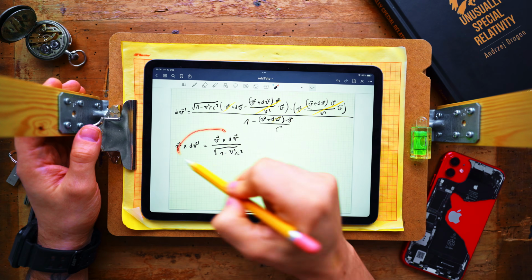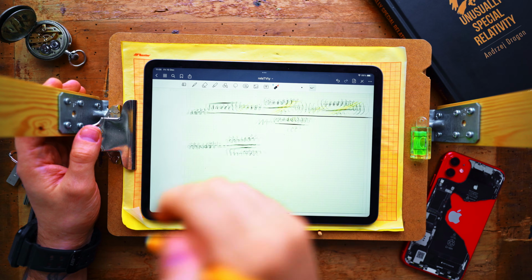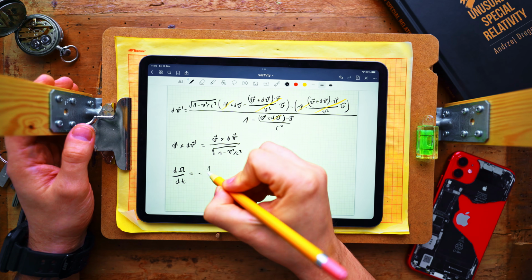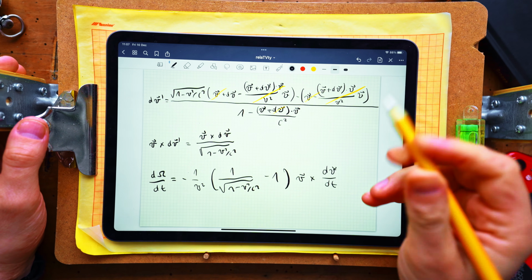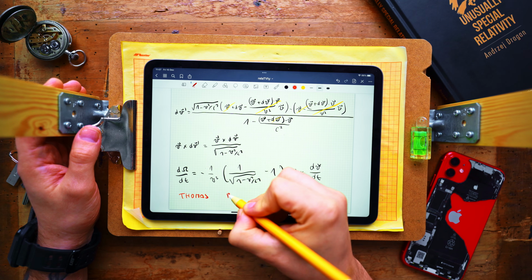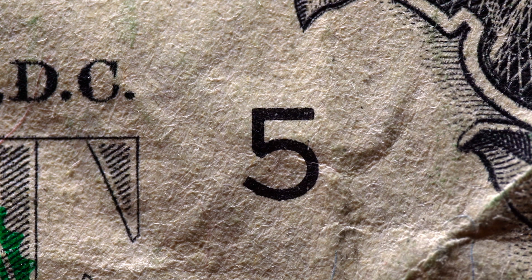And after plugging it into the expression for the angle of rotation and dividing by dt, we obtain the rate of rotation of a frame moving with arbitrary velocity v and arbitrary acceleration dv over dt. This effect is known as Thomas precession. Thomas precession spins around any object that changes its velocity. And that purely geometric effect has been accidentally discovered experimentally by Thomas, who investigated motion of electrons around atoms.